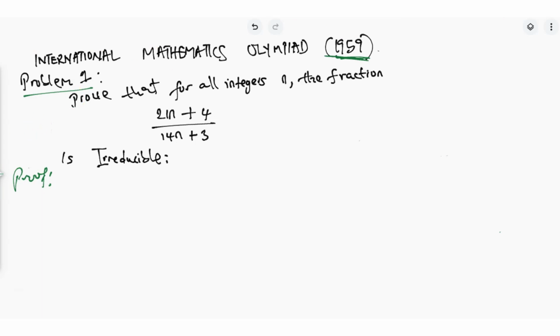Today in this video we're going to look at a very nice problem from the International Mathematics Olympiad from 1959. Here the problem says that we should prove that for all natural numbers n, this fraction, which is 21n plus 4 all divided by 14n plus 3, is irreducible. Now this is what it actually means by irreducible.